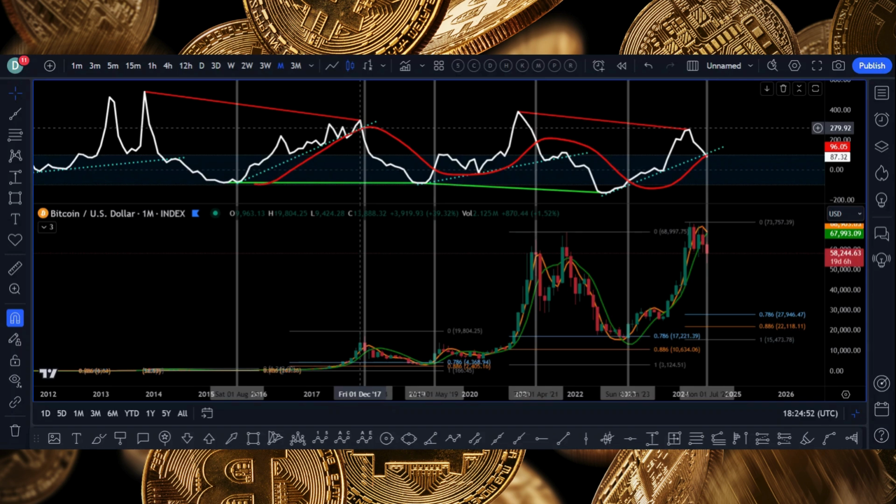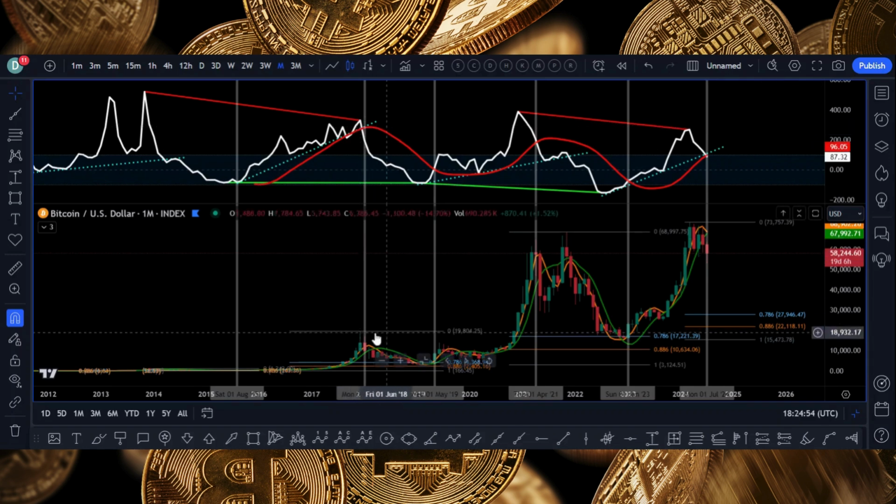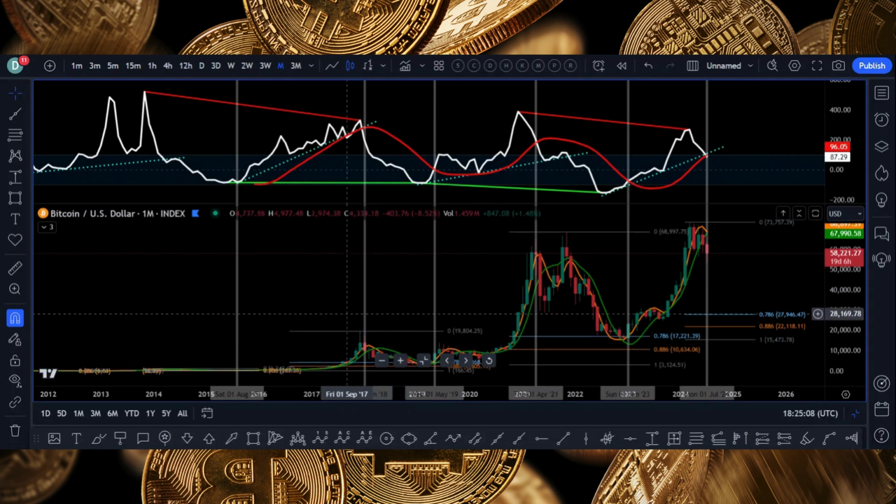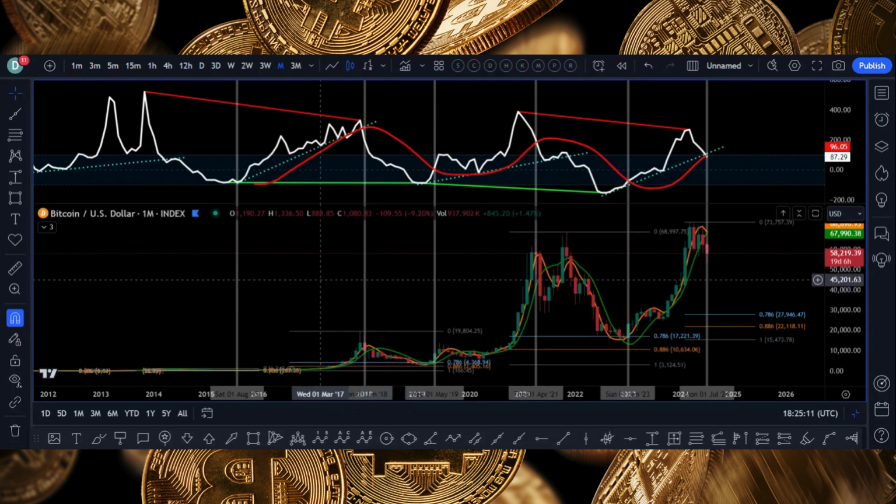But we got a break of our trend line. We got a break of our signal line. We got a breakdown in price action. We ended up getting our cross of our 10 and our 20. That is the relevancy here. So I just wanted to give you guys a blueprint of what could potentially happen in terms of the monthly chart.